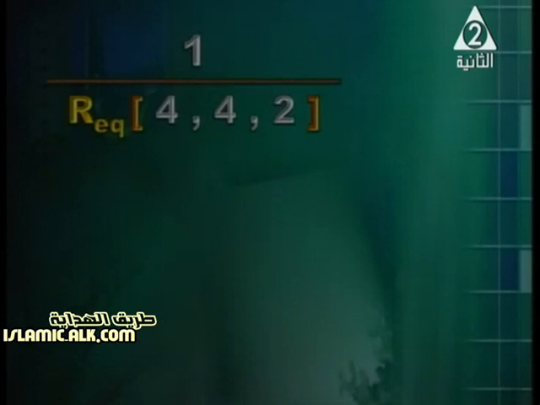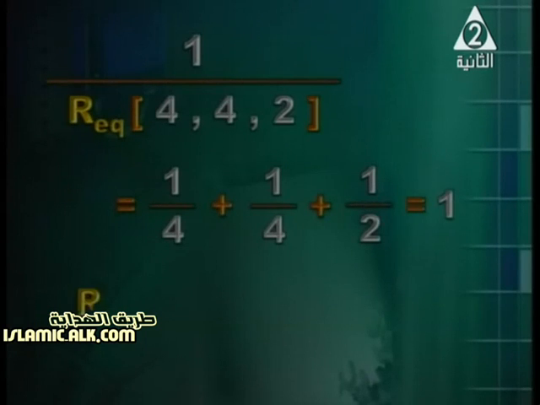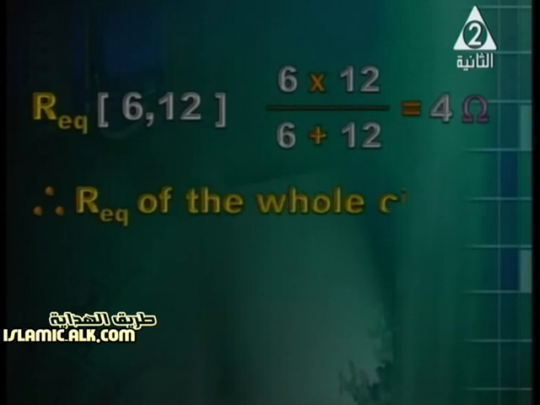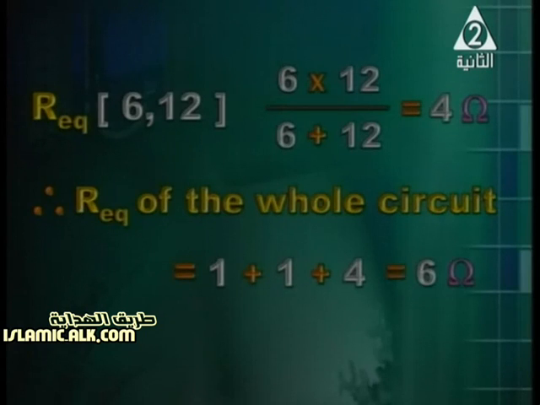First of all, we'll calculate the equivalent resistance of the 3 resistors 4, 4, and 2. 1 over R equivalent equals 1 over 4 plus 1 over 4 plus a half. It is 1. So R equivalent is equal to 1. And what about R equivalent of the second parallel? It is product over the sum, it is 4 ohm. R total of the whole circuit equals 1 plus 4, it is 6 ohm.